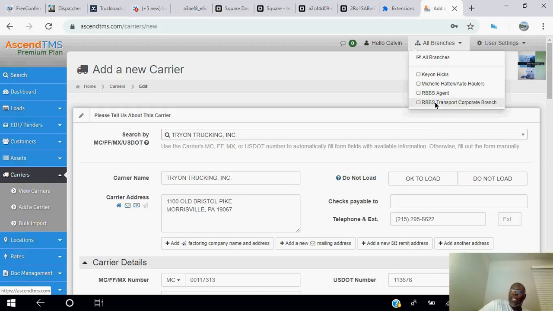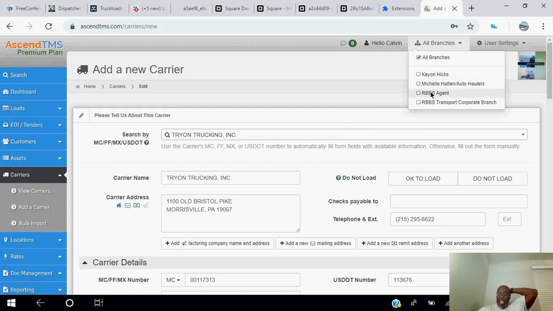Each agent could go in and load on their own carriers that they brought on or whatever it may be, and this can easily be used for dispatching as well. So if you've got yourself a bunch of dispatch agents, if you've got a TMS, you can add all your dispatch agents to it, and then they can set up their own accounts within your TMS.